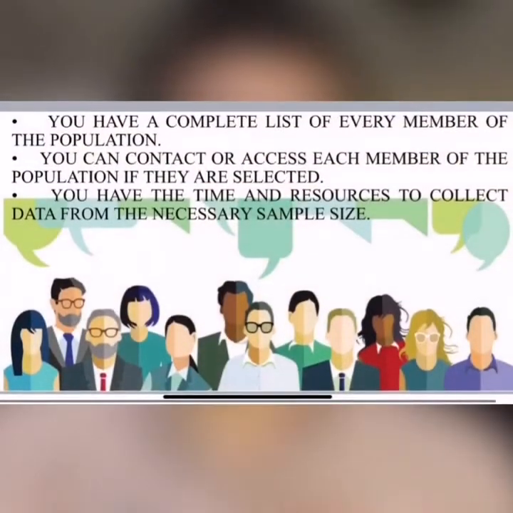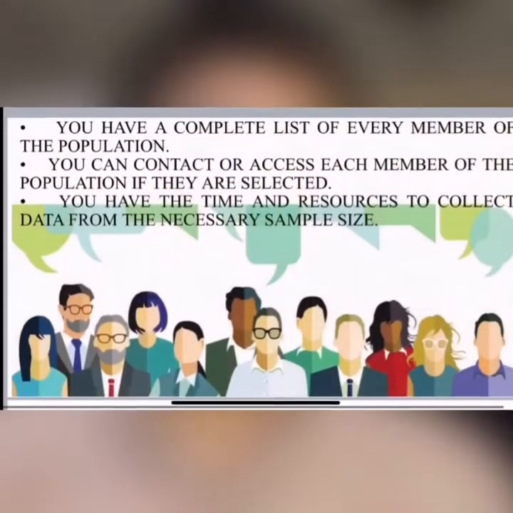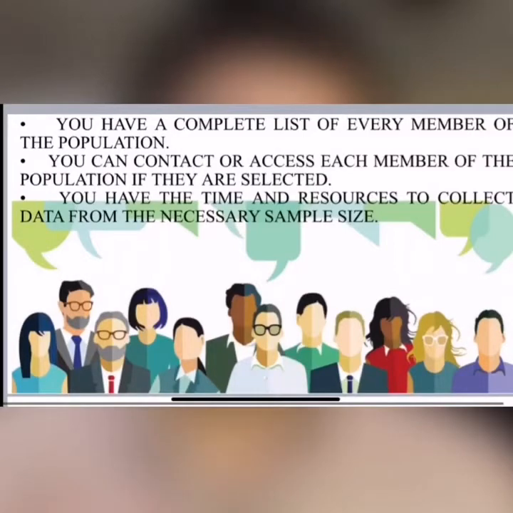You need to make sure that you have a complete list of every member of the population. This includes names, phone numbers, email addresses, and even physical addresses, because you will have to contact or access each member of the population if they are selected. You will use all resources in order to get in contact with them, because you will need to have the information. You will need to have the response of each member that has been selected for this investigation. So if they are selected, it's because they will be taking part in your investigation. You need to make sure of that.